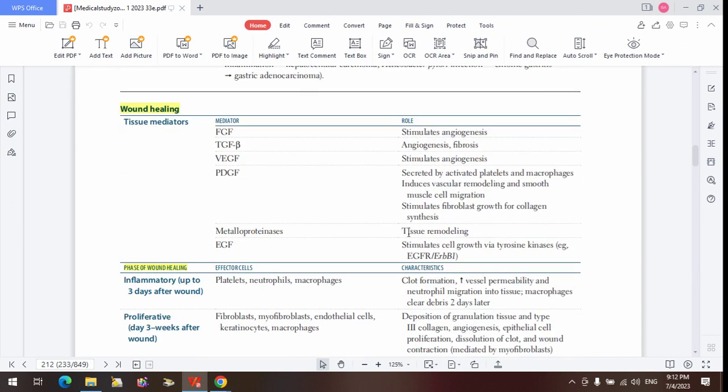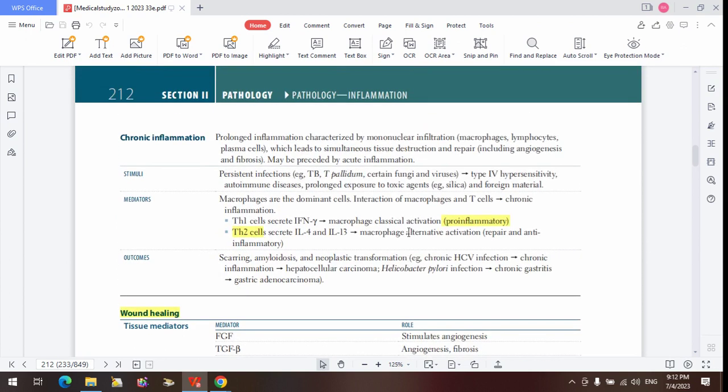Now let's talk about... Somebody, sorry, please. I understand that macrophages produce interleukin 12 and activate naive T cells to differentiate into TH1 cells. But how do we come about TH2 cells?